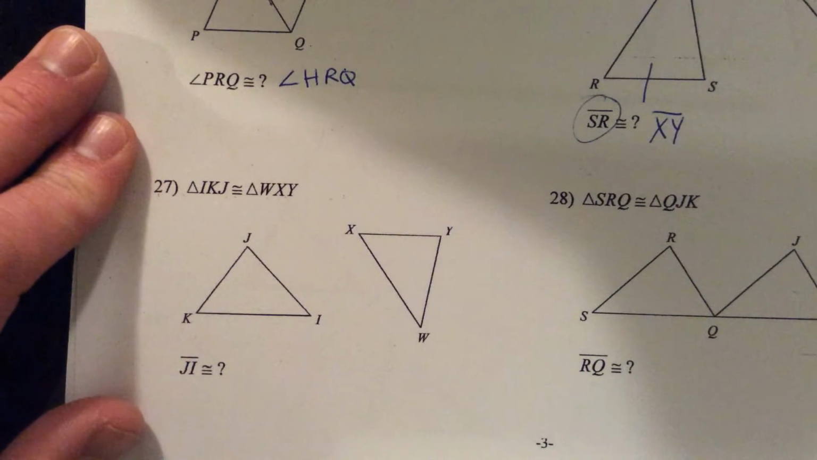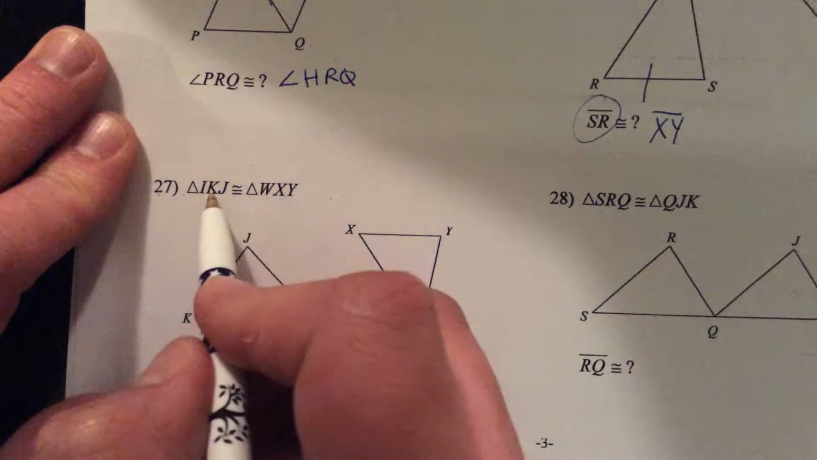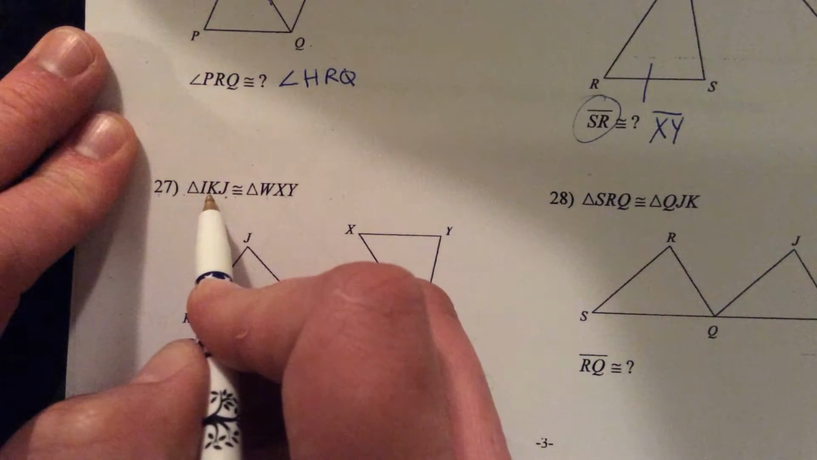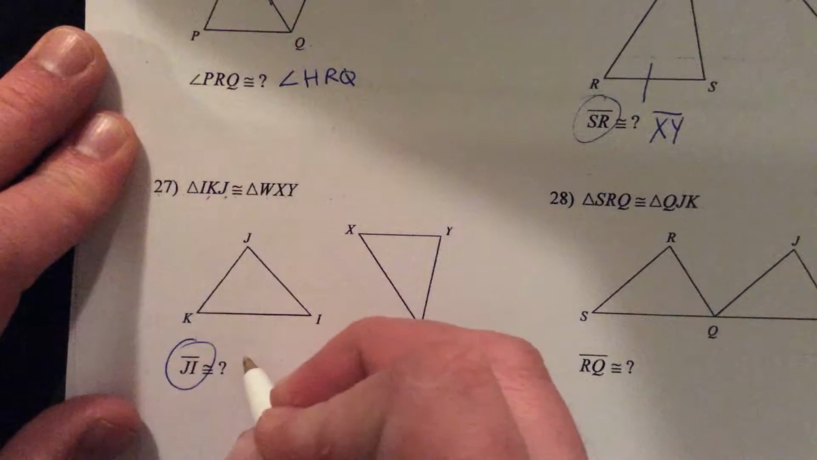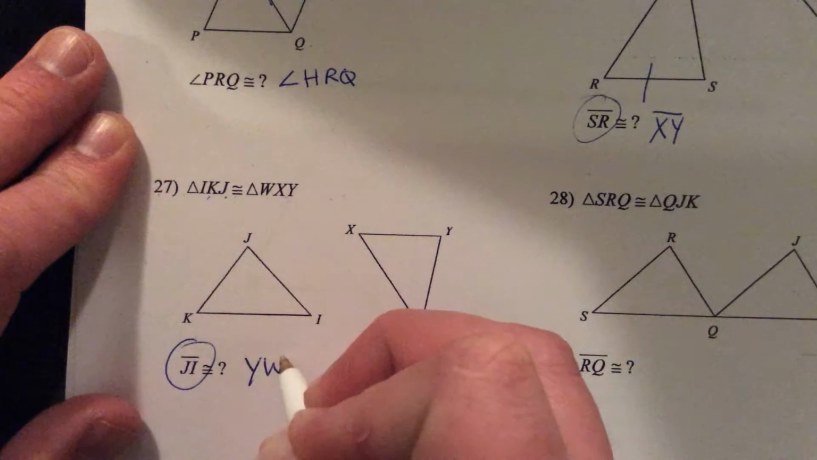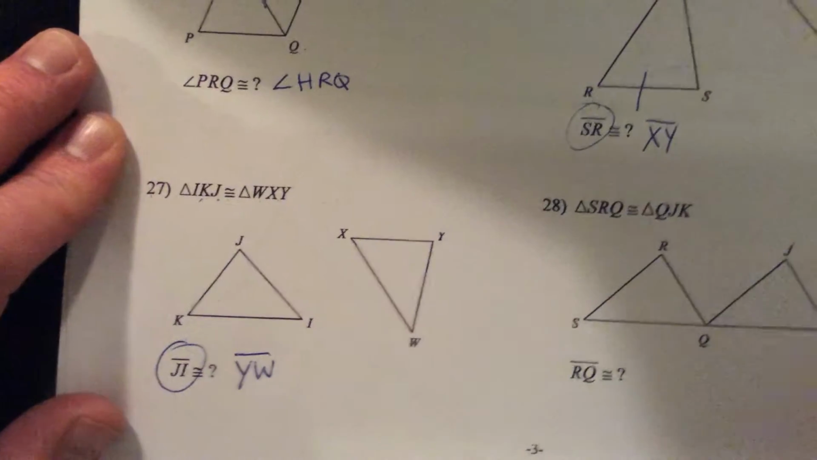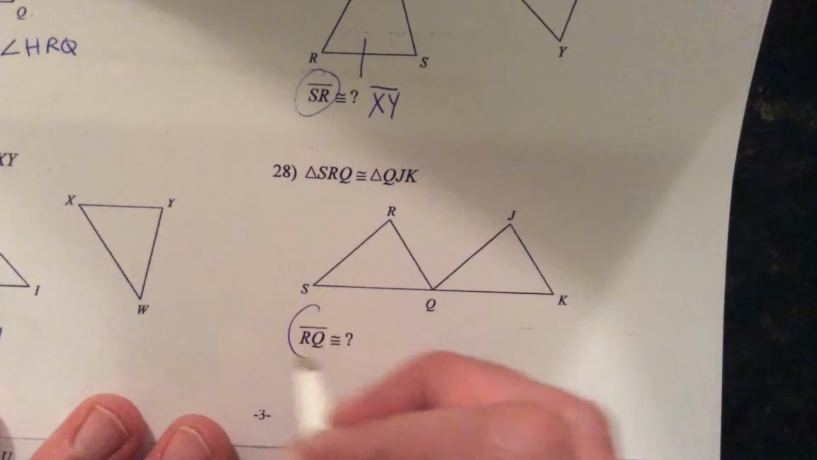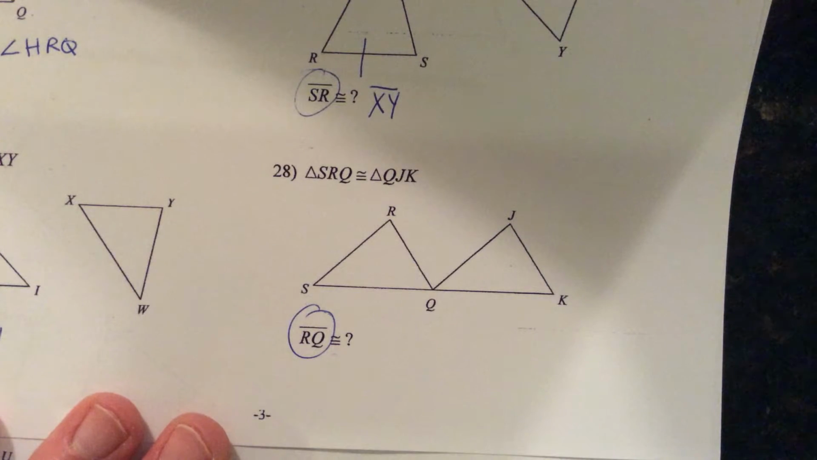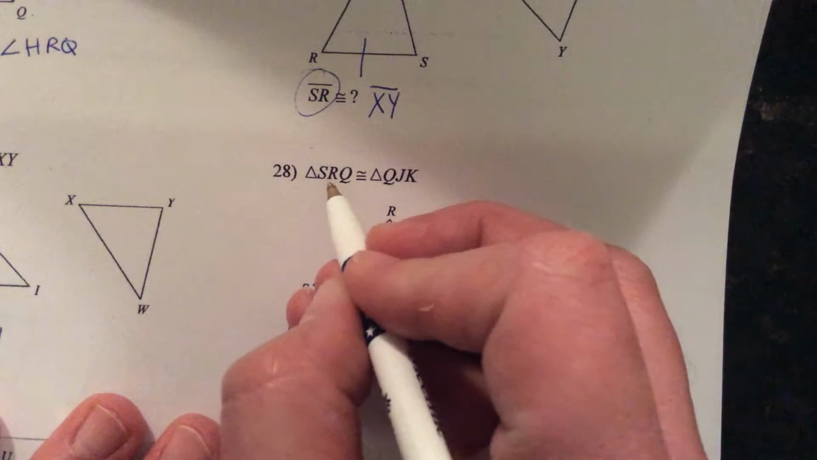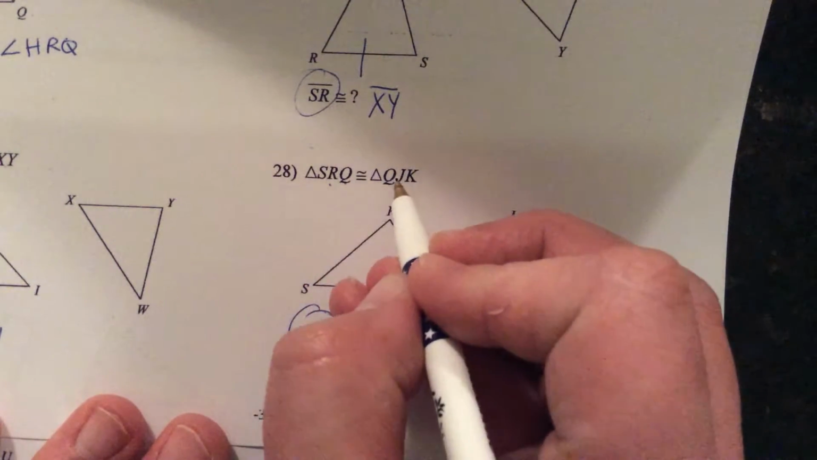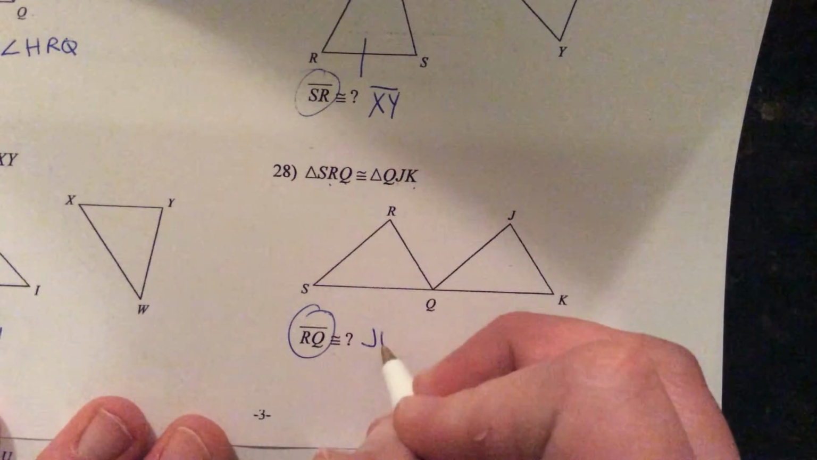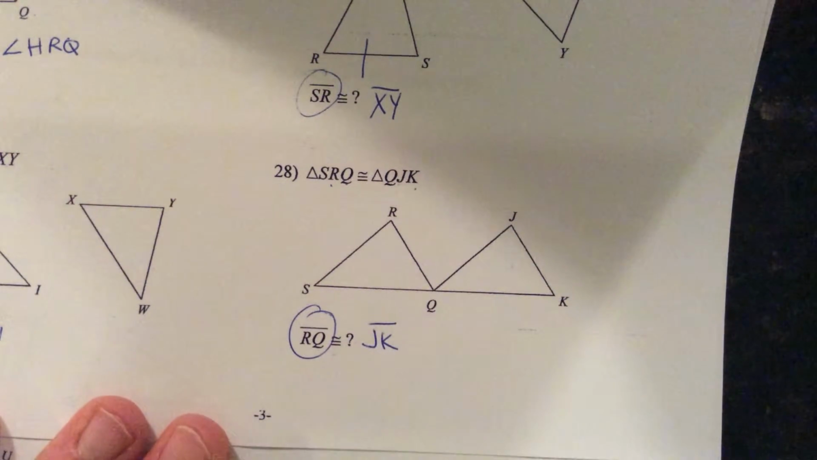In number 27, they want to know which part corresponds with segment JI. Well, J is the last letter and I is the first letter. You take the same over here, line segment YW. In 28, they're asking us which segment is congruent to RQ. RQ is the second and last letter, which means we take our second and last letter over here, JK, line segment above it.